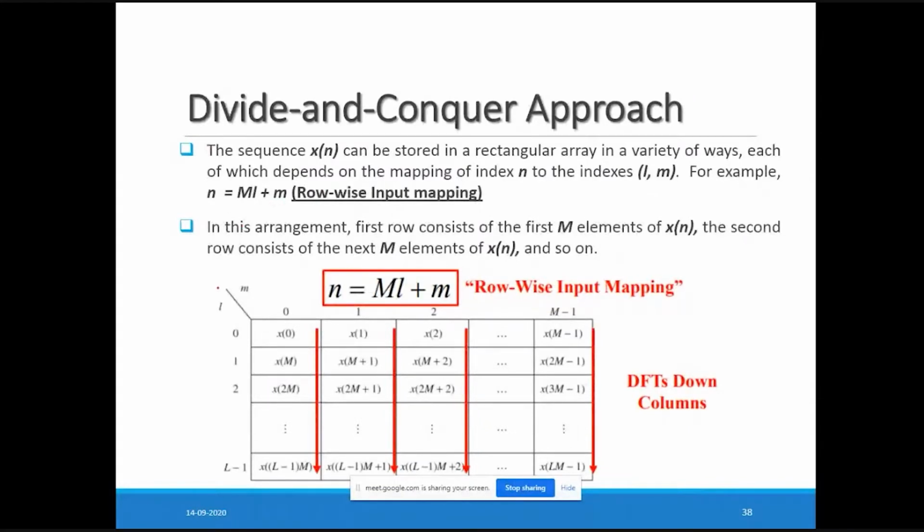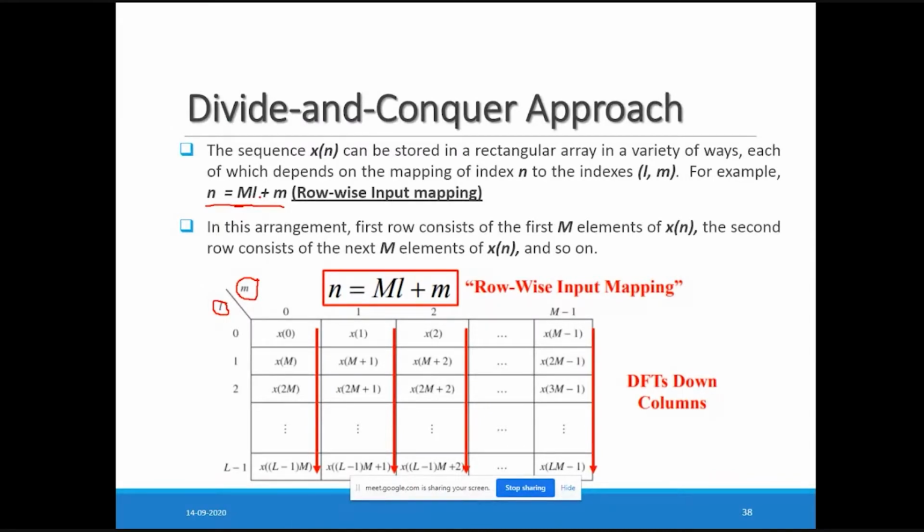What it indicates in this arrangement is that the first row consists of the first M elements of x of n, and the second row consists of the next M elements of x of n, and so on. So here n is equal to Ml plus m. This is a row wise input mapping. So the first row will contain M elements of x of n: x0, x1, x2 up to x M minus 1, as L represents the row index and m represents the column index.